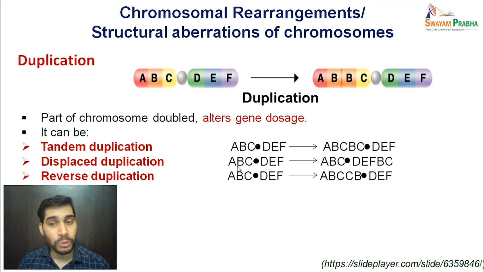In displaced duplication, the duplicated BC part has joined somewhere else. So it is not immediately after BC, but it has joined somewhere else. In reverse duplication, the BC has duplicated, but it has reversed and now it has joined as CB instead of BC. So depending on how the duplicated part is joining the chromosome, there can be tandem duplication, displaced duplication, or reverse duplication.